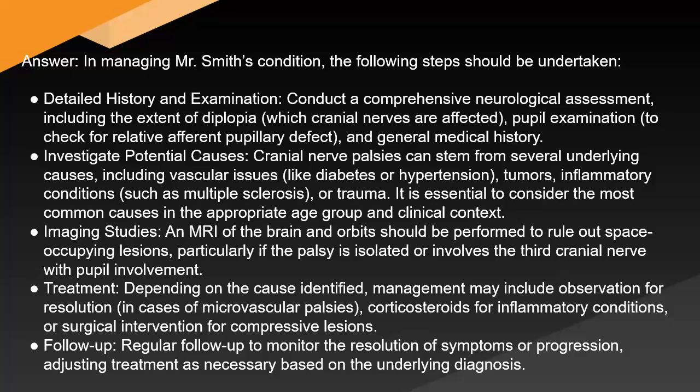Cranial nerve palsies can stem from several underlying causes including vascular issues like diabetes or hypertension, tumors, inflammatory conditions such as multiple sclerosis, or trauma. It is essential to consider the most common causes in the appropriate age group and clinical context. Imaging studies: an MRI of the brain and orbits should be performed to rule out space-occupying lesions, particularly if the palsy is isolated or involves the third cranial nerve with pupil involvement.